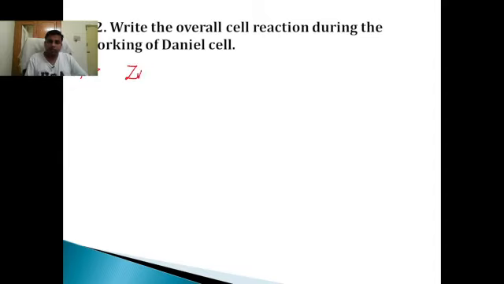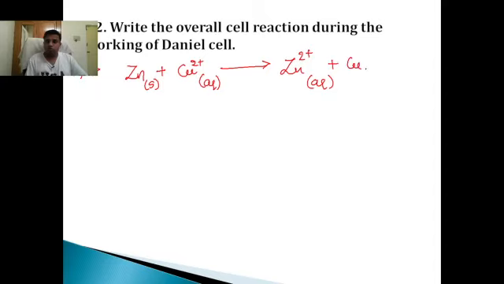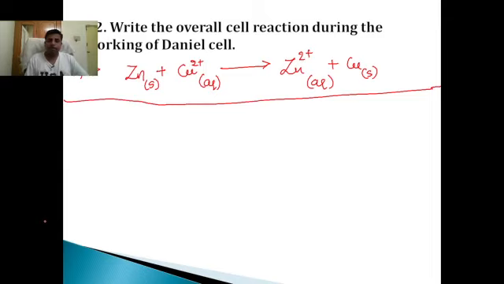It is very simple. Zn(s) + Cu2+(aq) gives rise to Zn2+(aq) + Cu(s). Zinc is oxidized to Zn2+, and Cu2+ is reduced to Cu. That's it. This is the answer for 2 marks. Very simple.